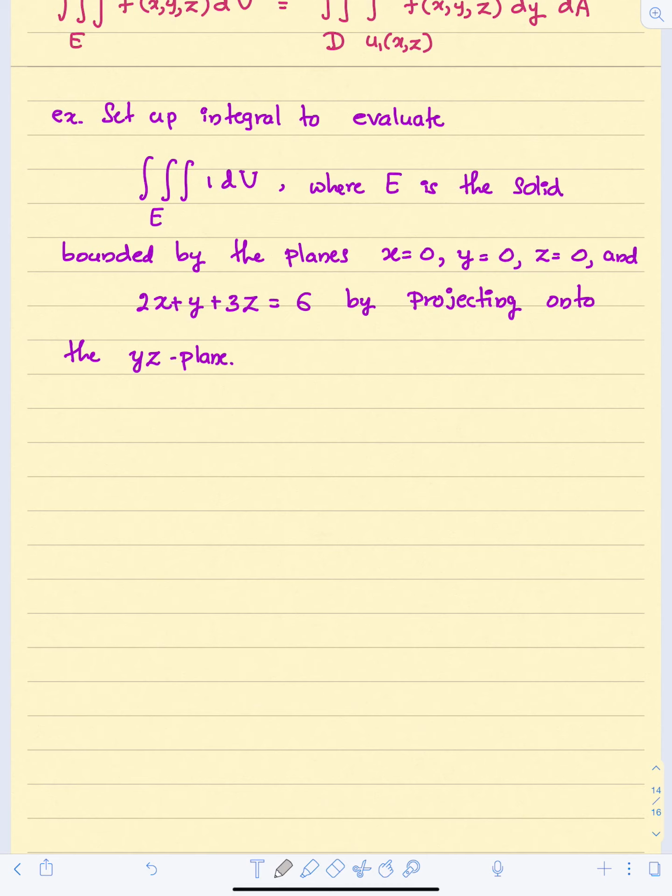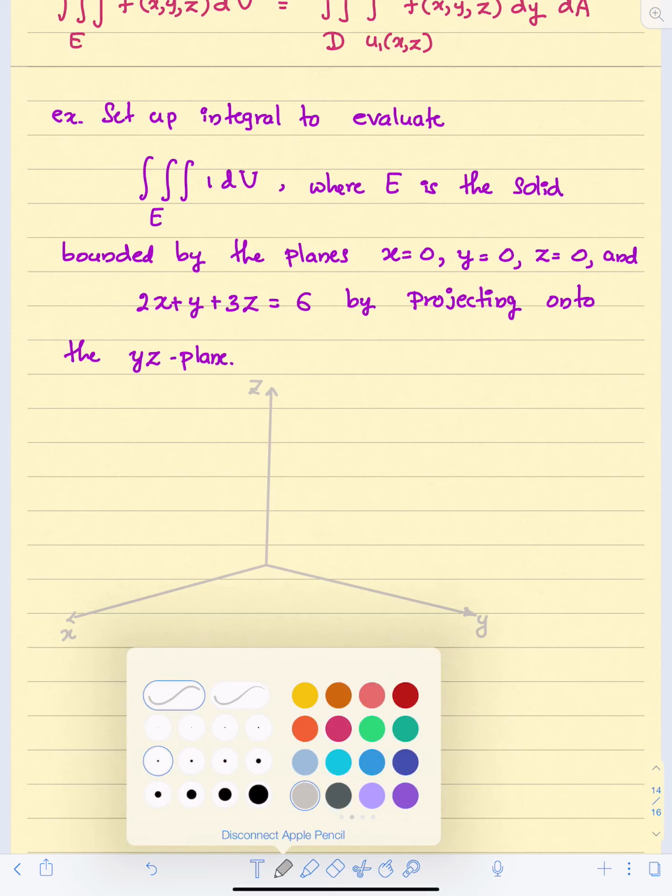Okay. First, we want to draw this domain. We have x, y, and z axis. X equals 0 is the yz plane, y equals 0 is the xz plane, and z equals 0 is the xy plane. Now to draw the plane 2x plus y plus 3z equals 6, we want to identify the x, y, and z intercepts.